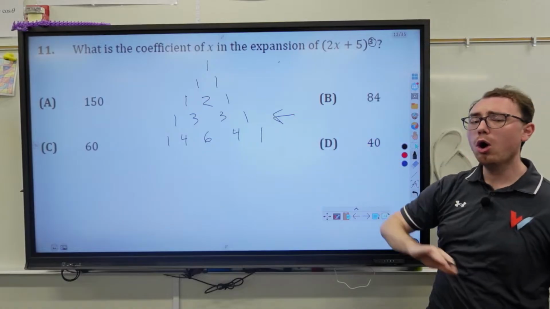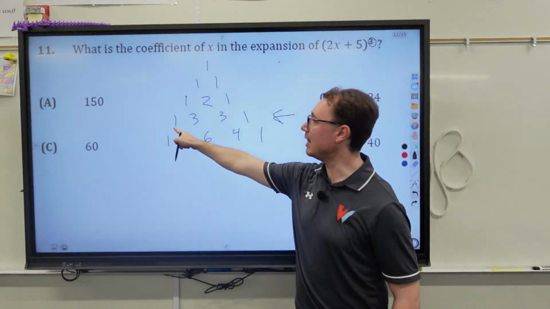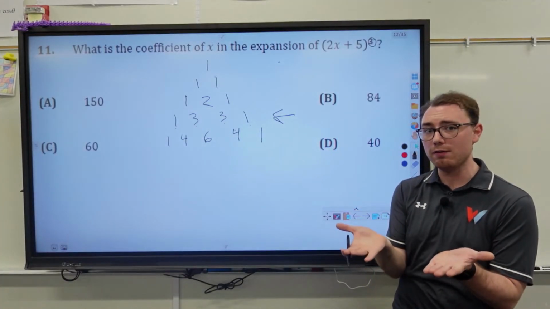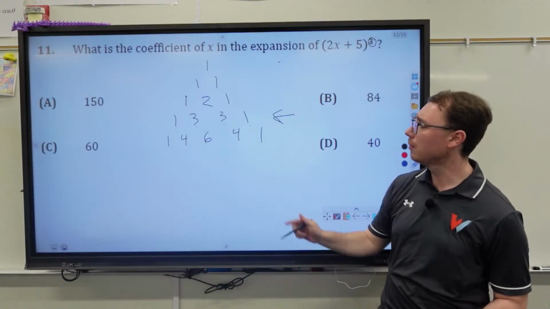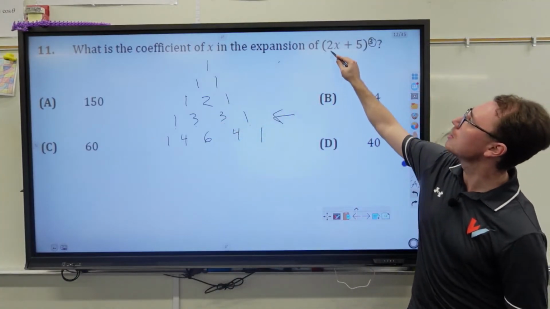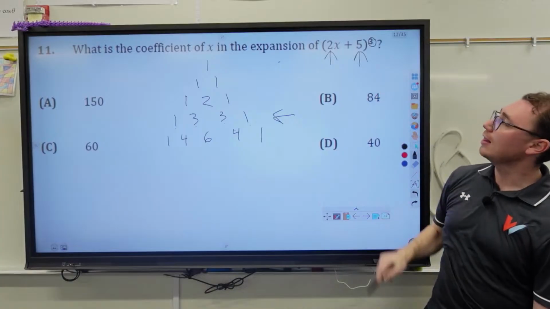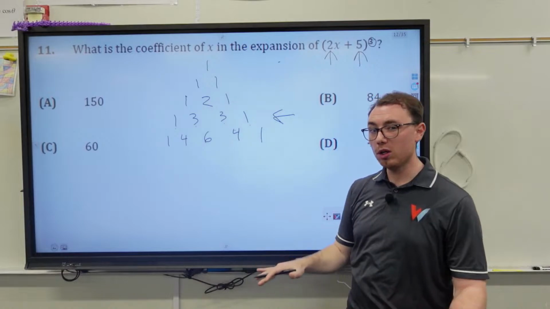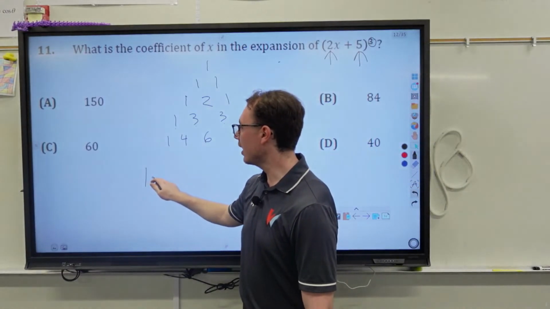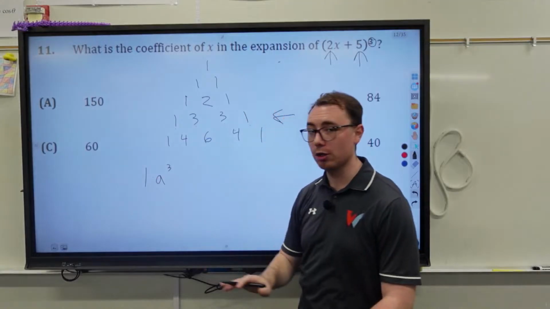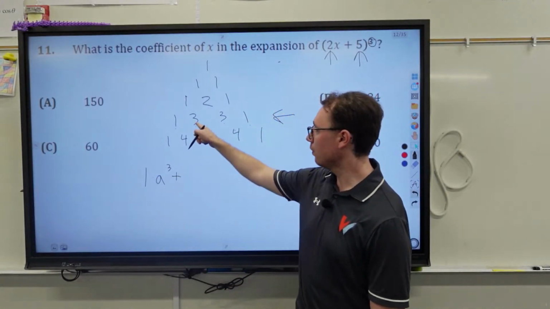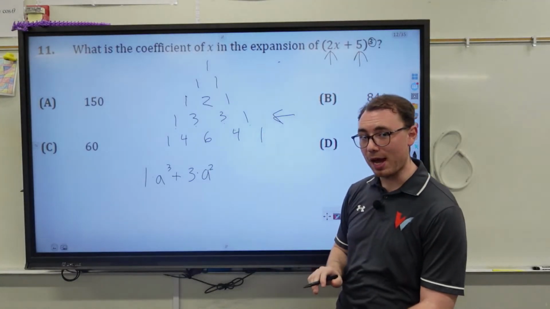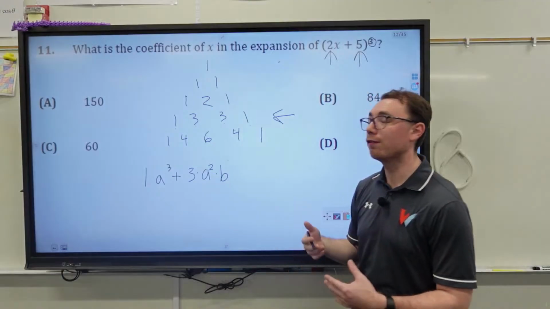For this third row, all we want to showcase is that these coefficients are what we're going to be multiplying to our a and our b value. Well, what's our a and our b value? Our a and our b value for these problems is this a here and this b here. So for that number 1, we're taking 1 times a to the third power, plus, for this 3, 3 times a to the second power times b to the first power.